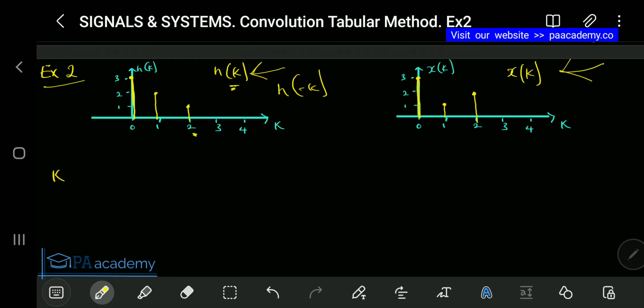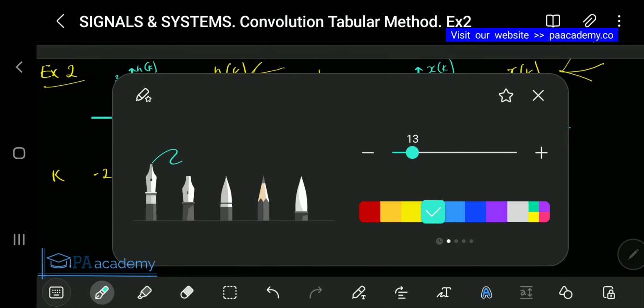So we are going to start from minus 2. So we have minus 2, minus 1, 0. Let's just take it to 5 like the other example we looked at: 0, 1, 2, 3, 4, and then 5. Then we bring in our x of k now.